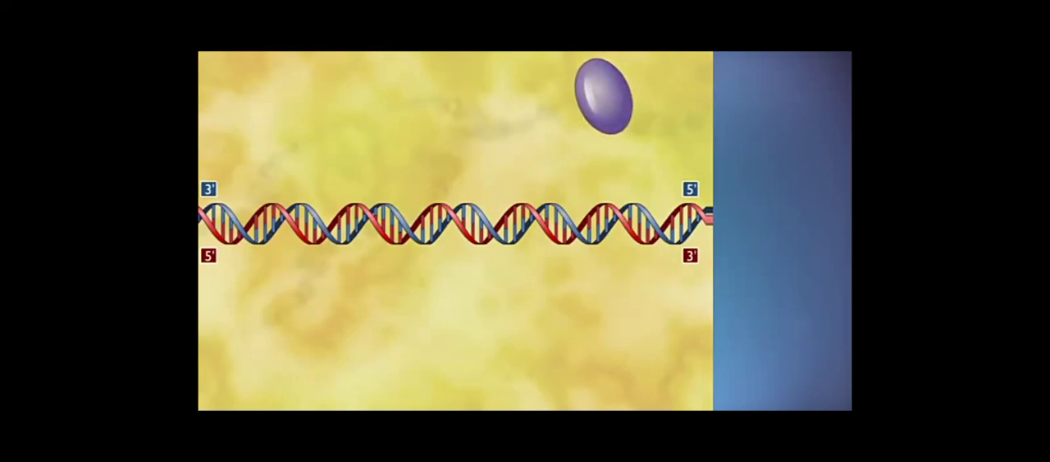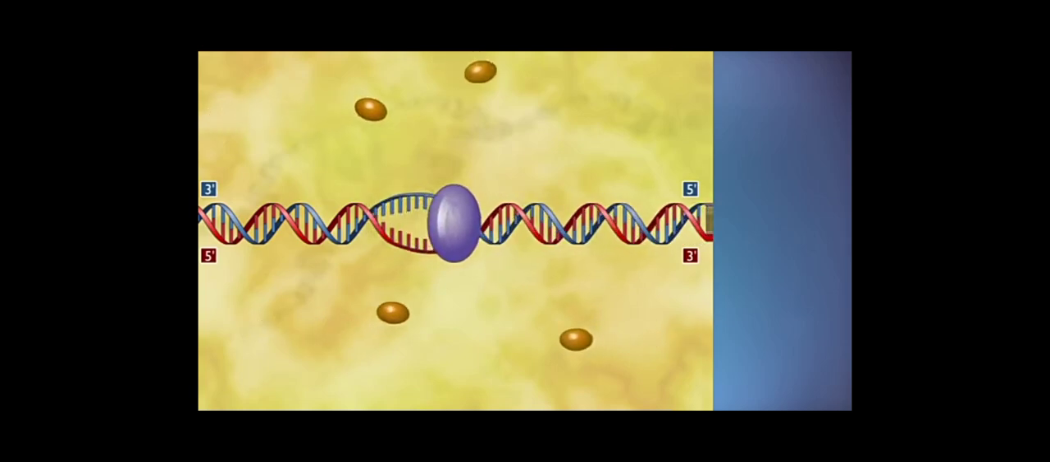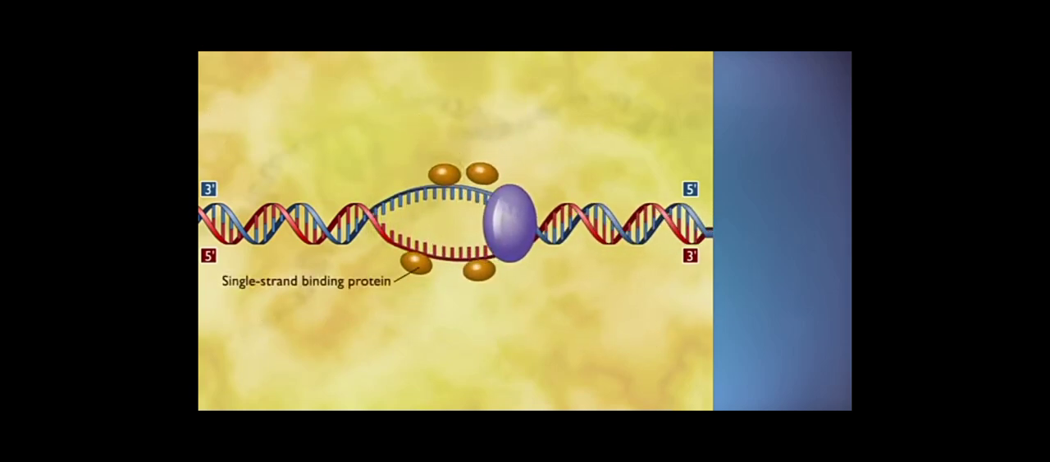DNA begins at a sequence of nucleotides called the origin of replication. Helicase unwinds the double-stranded DNA helix, and single-strand binding proteins react with the single-stranded regions of the DNA and stabilize it.